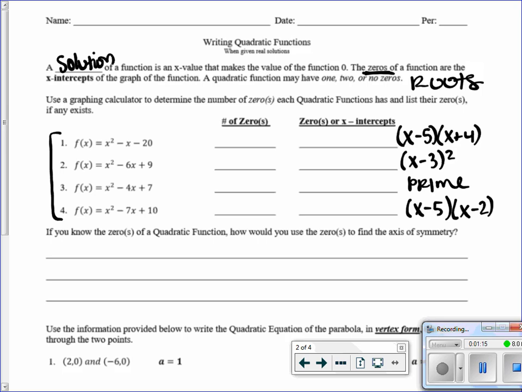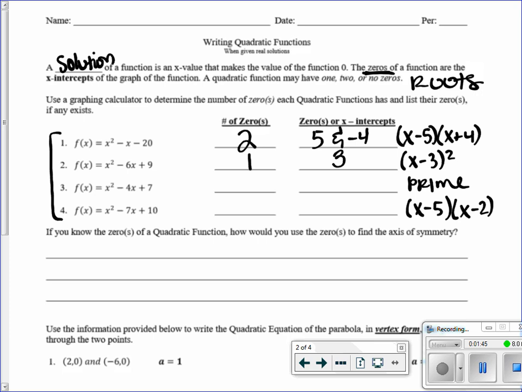Okay, so those are all of our factors. So then when it comes to the number of zeros, well, how many different parentheses do we have? On the first one, we have 2 sets of parentheses because we have 2 different numbers. Our 2 zeros would be 5 and -4, meaning we have 2 zeros, 2 solutions. On the second one, we had the same parentheses twice. That means we only have 1 zero, 1 x-intercept at 3.